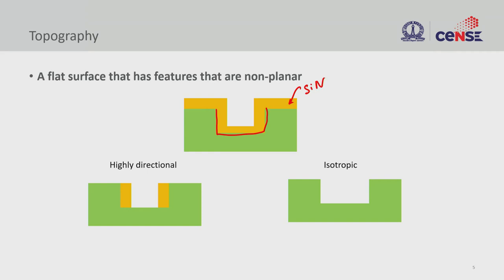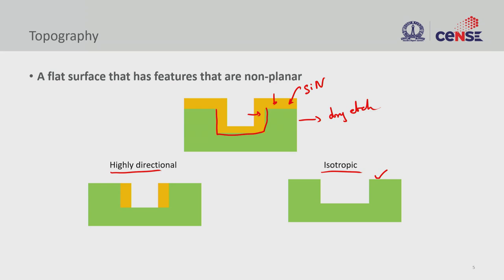Right, so I fill this material, and then if I take this material for dry etching, there are two things that can happen. One is highly directional etch, one is isotropic etch. If I do isotropic etch on this filled wafer, I will remove all the nitride that is present in both vertical and lateral directions, because I'm doing isotropic etch. So I will remove the material here, and I will not find any nitride at all.